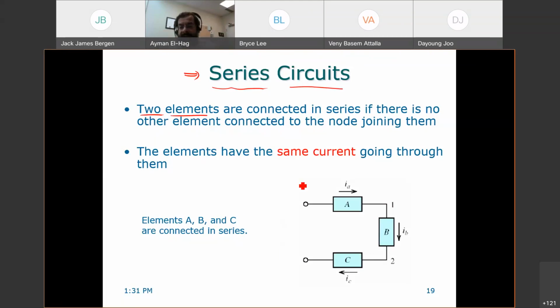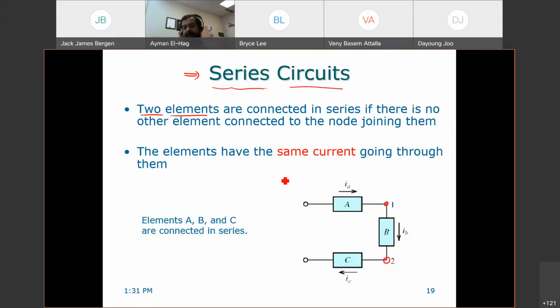For example, A and B are connected in this node, and there is nothing else connected at this node other than A and B. So we can say that A and B are in series. B and C are also in series. They are joined at this node and nothing else connects to node number 2. So B and C are in series. Now since A and B are in series, and B and C are also in series, then we can say A, B, and C, all of them, are in series.